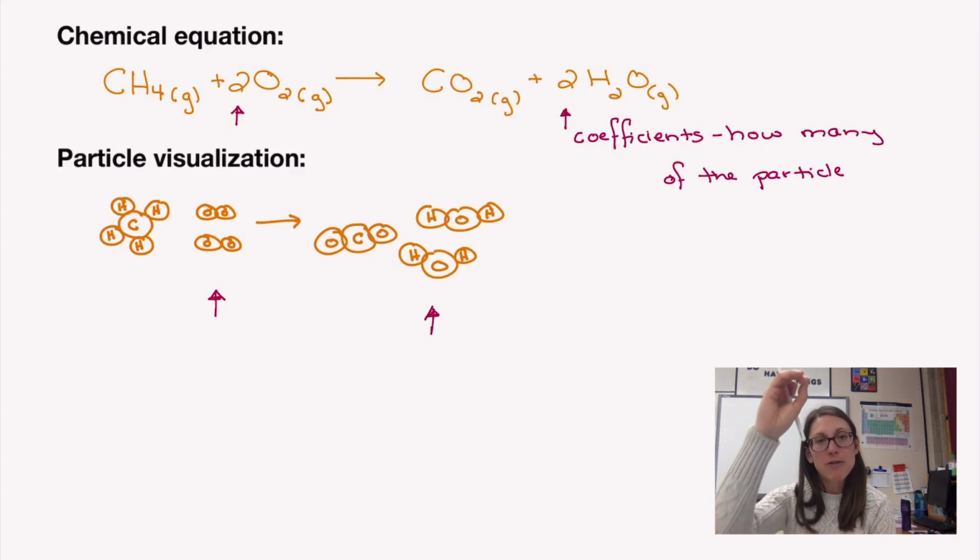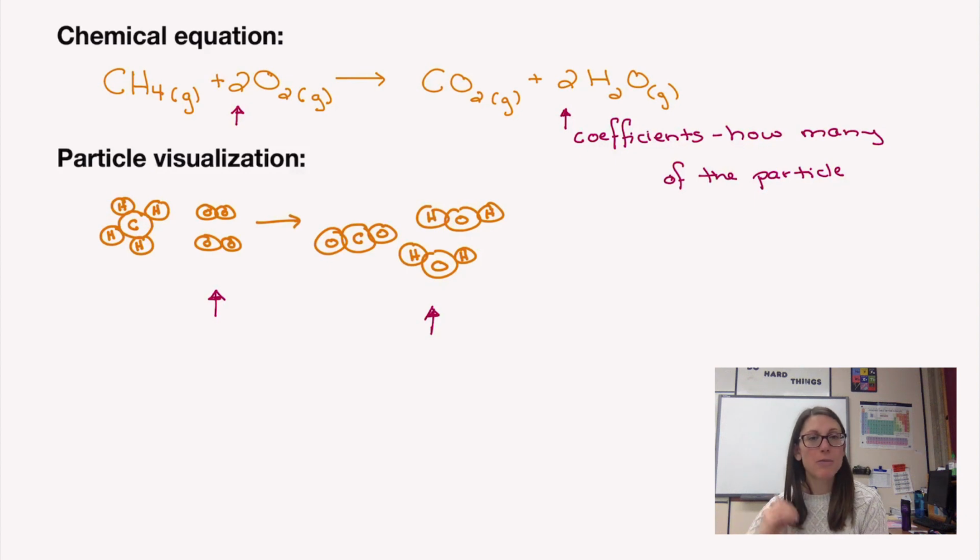And so we can talk about things in words, we can talk about things in chemical equations, and we can also talk about things in particle visualizations. And you need to be developing fluency in going back and forth between these different ways of representing a chemical reaction.